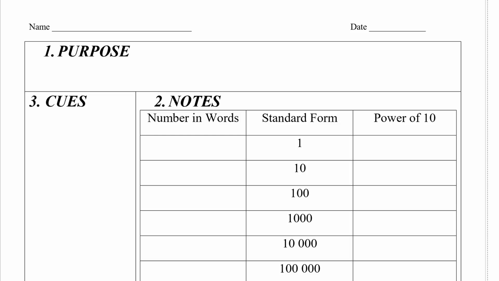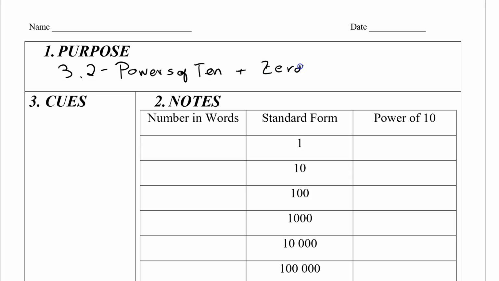That's right, folks. We've got the powers and exponents. 3.2 powers of 10 and 0 exponent.